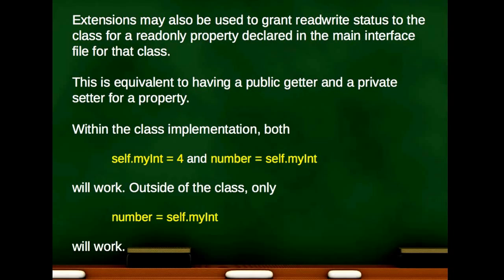But if we, in the extension, use the same name, but redeclare that property, and then grant read-write status to it for the class and that class's direct object, that property will have both a getter and a setter. So within the class implementation itself, both of these statements would work. self.myint = 4, that's a setter, and number = self.myint, that's a getter usage. Those would both work. But outside of the class, only number = self.myint. In other words, only the getter will work.